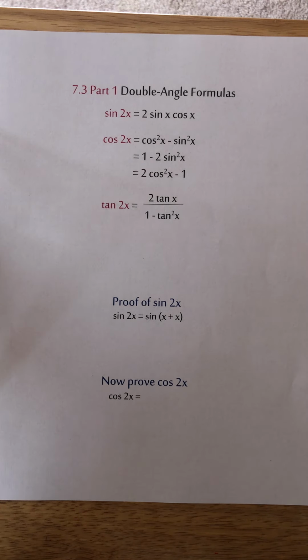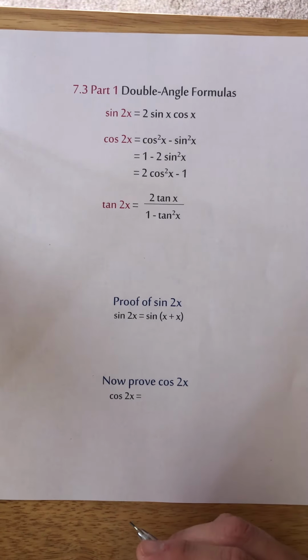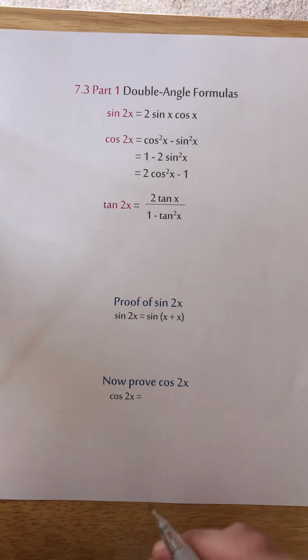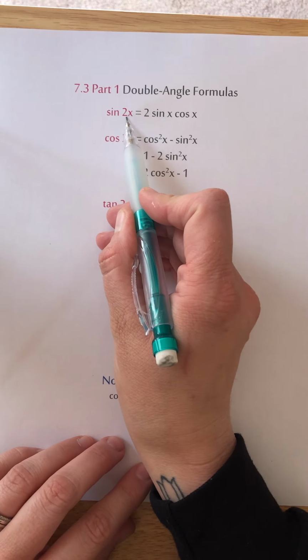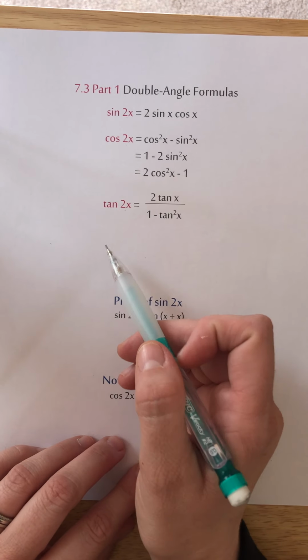So for the past 2 days, you guys were working on addition and subtraction formulas for sine, cosine, and tangent. And today we are going to start 7.3. We're going to do the first part, and we are learning double angle formulas. Again, we're going to learn double angle formulas for sine, cosine, and tangent. So double angle just means instead of sine of x, you have 2x. Same thing for cosine, same thing for tangent.